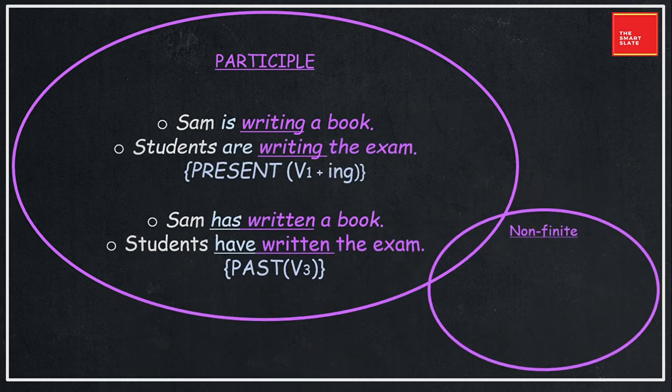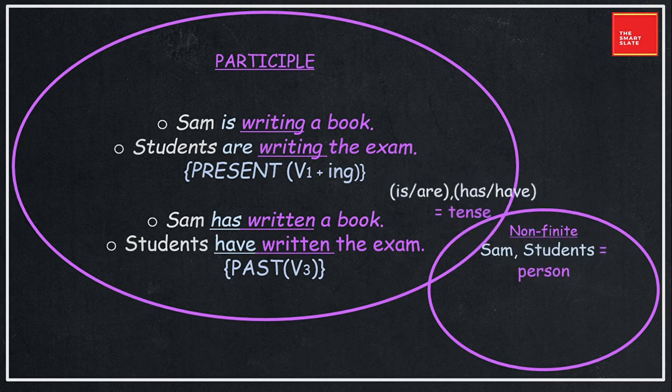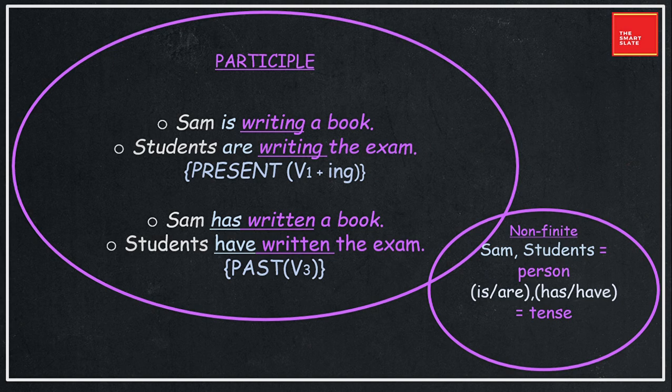So here participles are again non-finite verbs. Like Sam and students, you have changed the number of persons. Is and are, has and have, these are the tenses which got changed. So these are finite verbs. But writing and written remain same. So it is the participle, that is non-finite verb. If the tense got changed, like is and was, again it is a finite verb, but writing remains same in both the cases. Present, when you change the subject, and written remains same when you change the subject or the number of persons, you can see. So written and writing are the participles which are non-finite verbs.